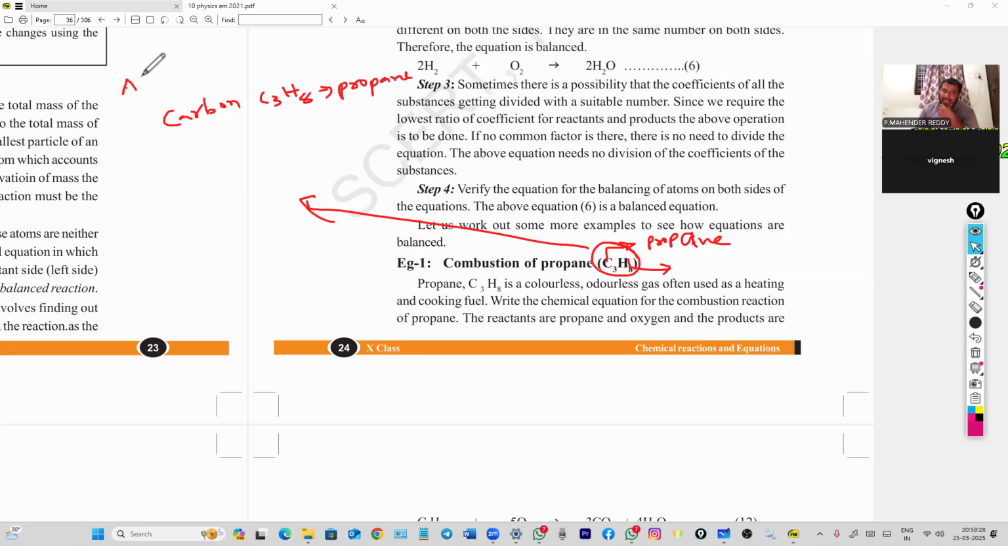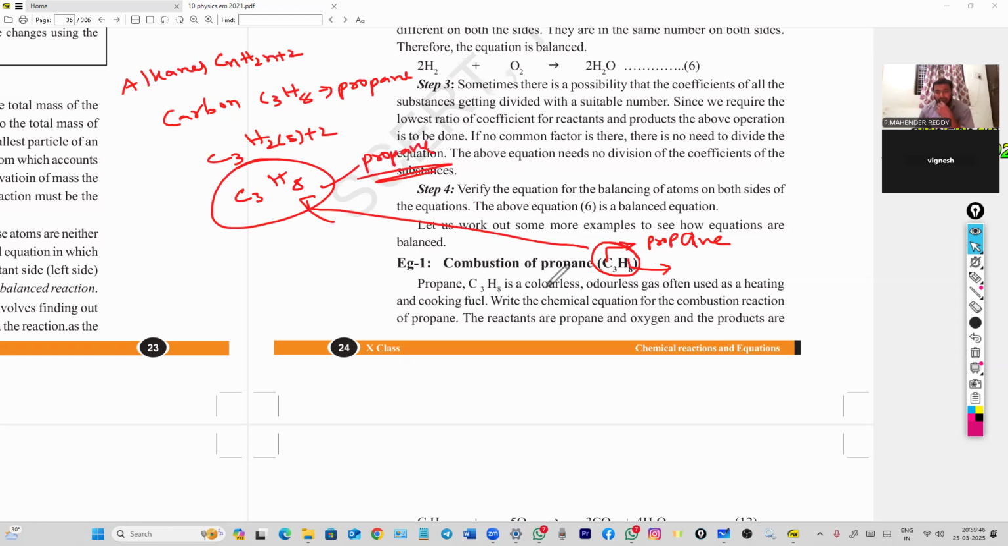In carbon and its compounds, alkanes are there. The formula is CnH2n plus 2. Cn is C3, H is 2 into n plus 2: 2 times 3 is 6, plus 2 is 8. C3H8 is propane. Here, propane C3H8 is colorless, any color is not there. And odorless, odorless means no smell for this propane. It is used as a heating and cooking fuel.